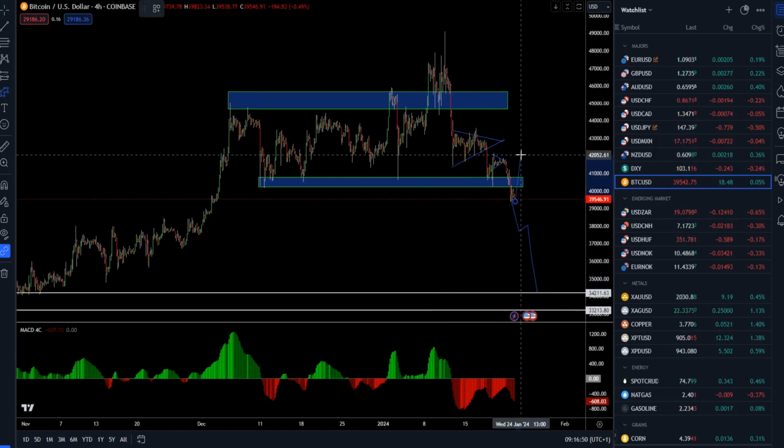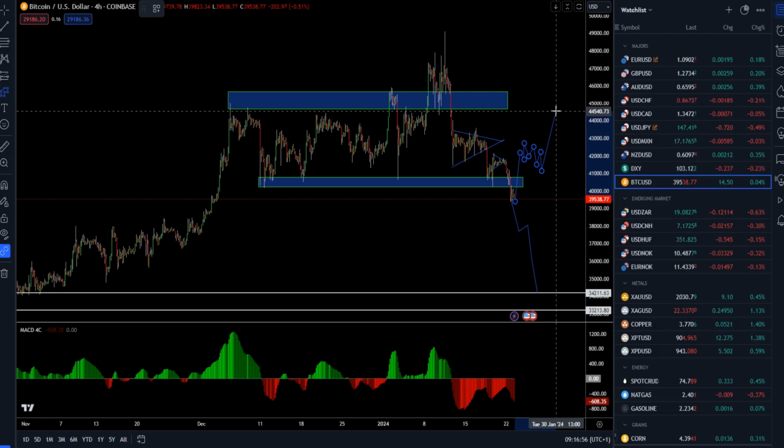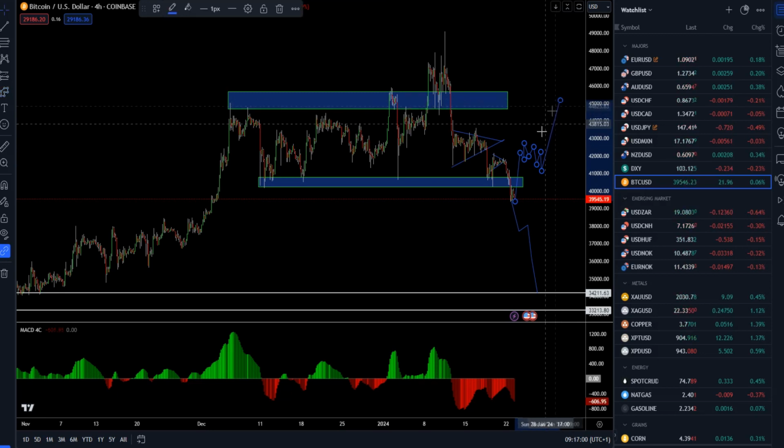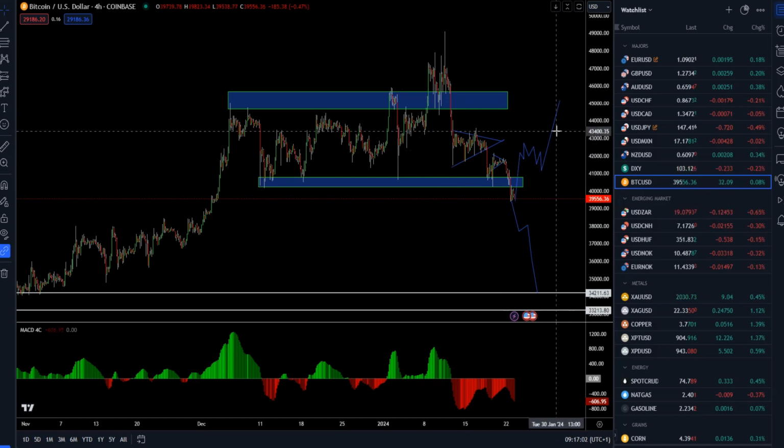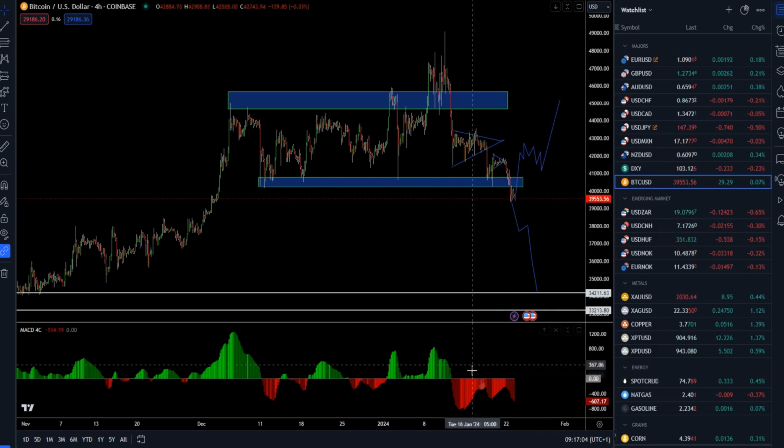If we see some bigger reversal, if market retakes 42,000 and holds above, then there is a chance for the further retest of the 44,900 or 45,000. But this scenario is the alternative, and the primary scenario so far is for the Bitcoin to develop downside.